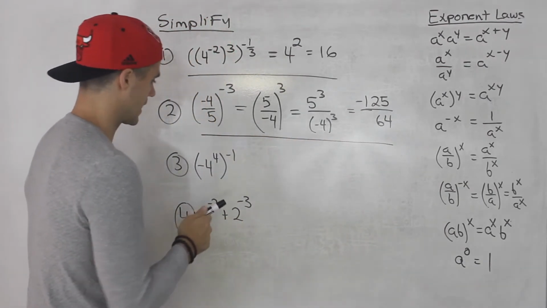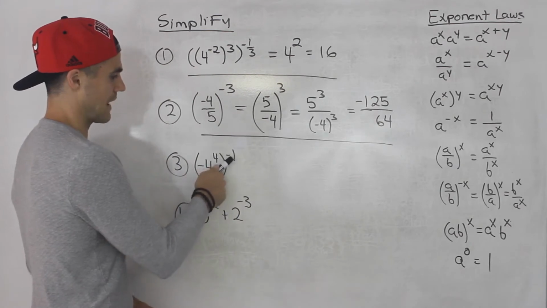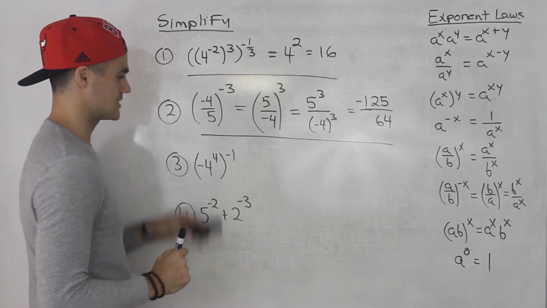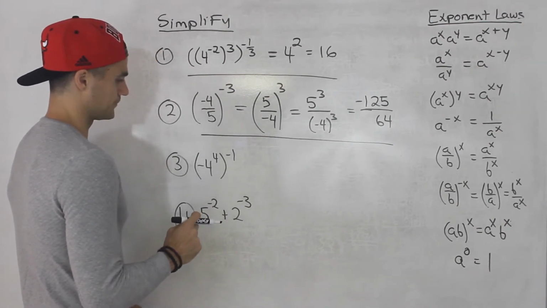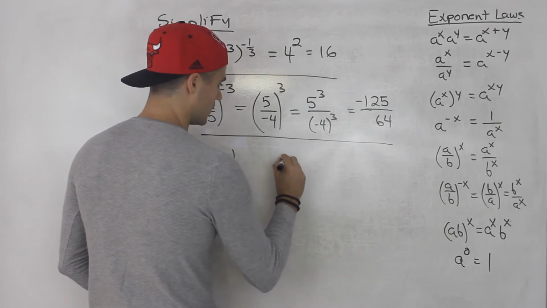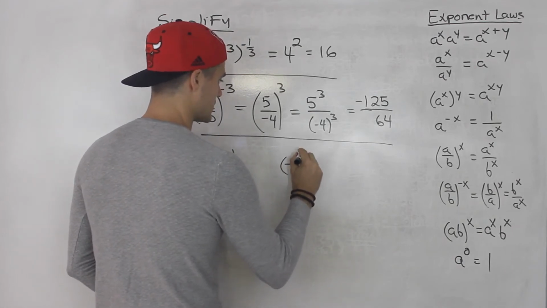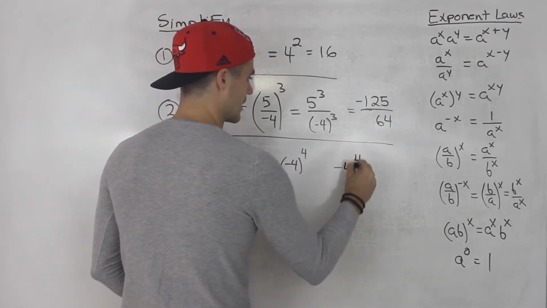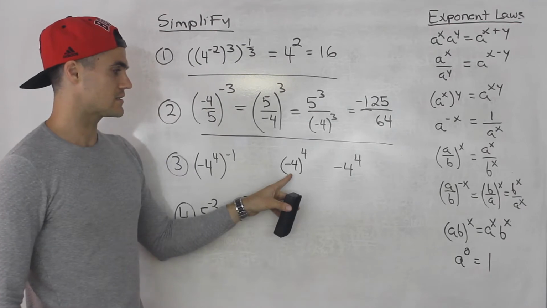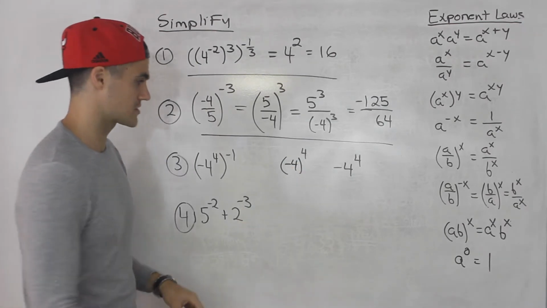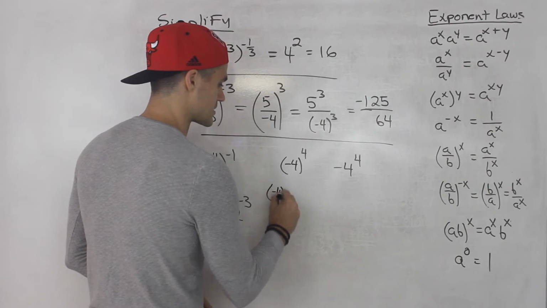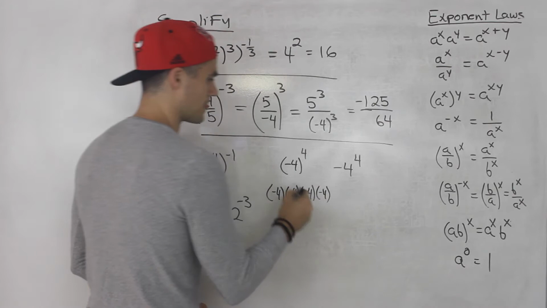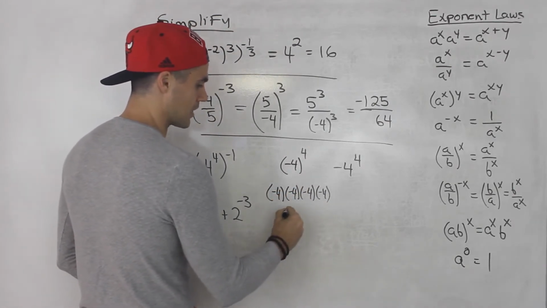Number 3, we have negative 4 to the power of 4 to the power of negative 1. Now this one's actually pretty tricky. It looks pretty easy, but it's actually not. If you remember, there's a difference between this and that. If you have a negative value in brackets to the power of an exponent, then you're just taking that value and multiplying it. So we're multiplying negative 4 four times, and this ends up being positive 256.